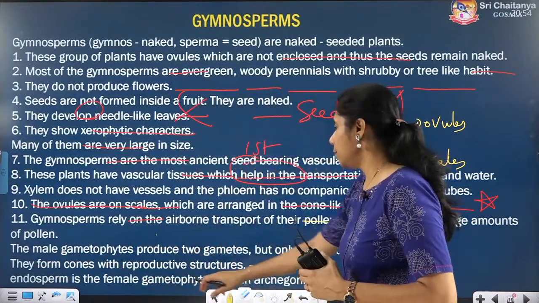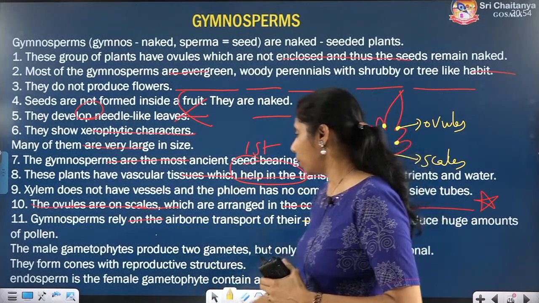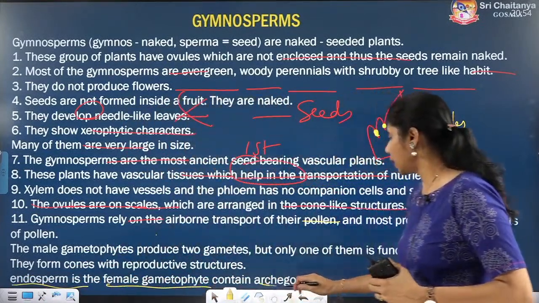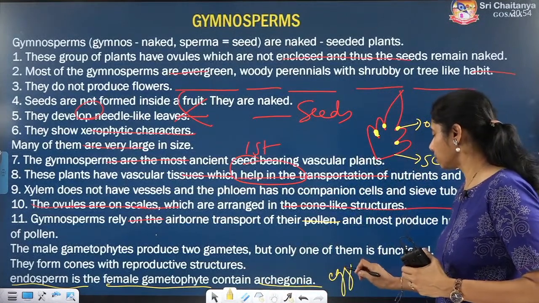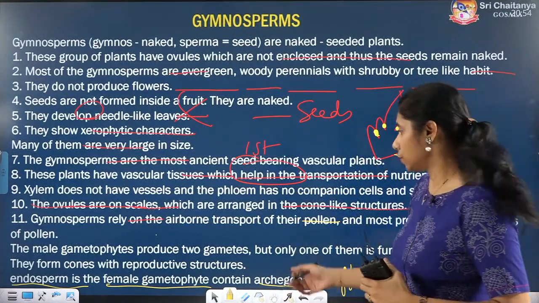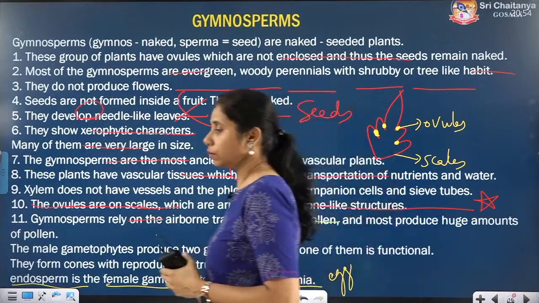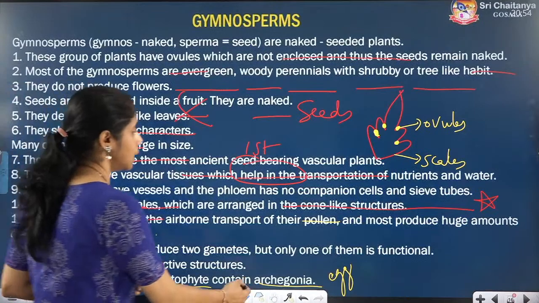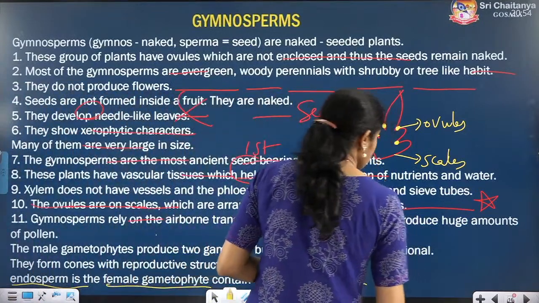You can see here, the female gametophyte is the endosperm. This is important here, which contains archegonia and egg in the structure. Okay. So archegonia are also present, and inside the archegonia we have the eggs.